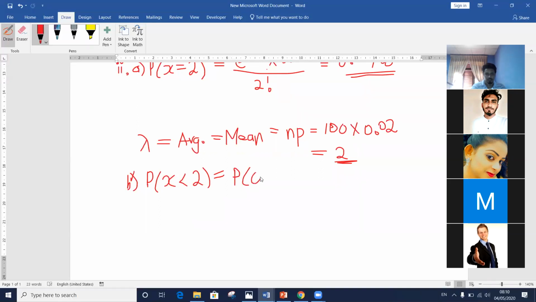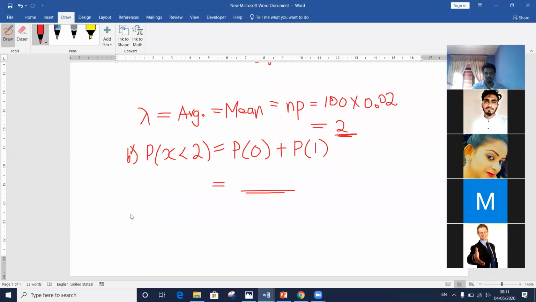Probability of 0 defective items plus probability of having exactly 1 defective item. Right? This is what we need to find. Less than 2 කියලා කියන්නේ එක්කෝ එක වෙන්න ඕන නැත්නම් 0 වෙන්න ඕන. එහෙනම් මේ දෙකේ probabilities වල එකතුව should be the answer. Right? For part B.